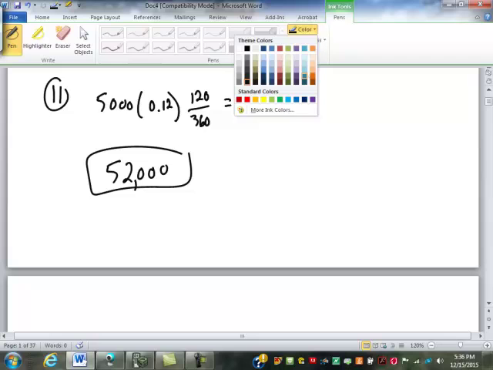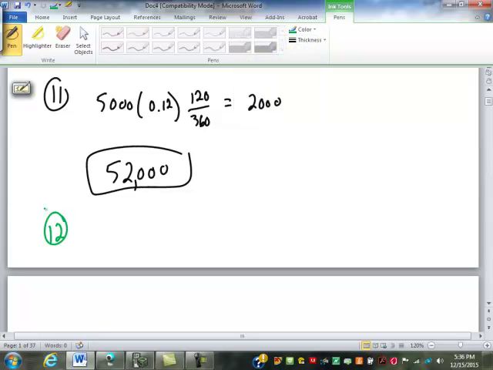Number 12, it was actually 9 and 12 that people made the mistakes on the most on this one. The discount period is the number of days left on the note. So if you figure out from April 5th to May 20th, that is 45 days. That's how many days have gone by. The discount period then would be the whole term of 120 minus 45, or 75 days.